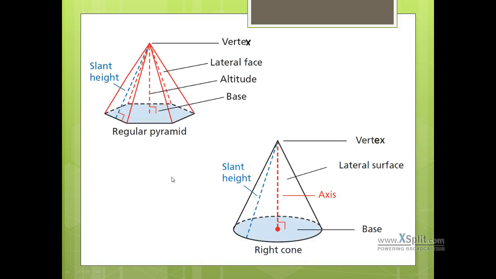Alright, sometimes you'll be given the altitude, sometimes you'll be given the slant height. You're always going to need to do some Pythagorean theorem by making a right triangle to figure out the other piece.